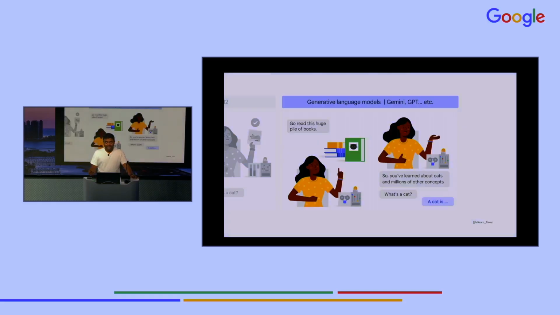Okay. Then came these Gen AI models. How many people have played around with these?